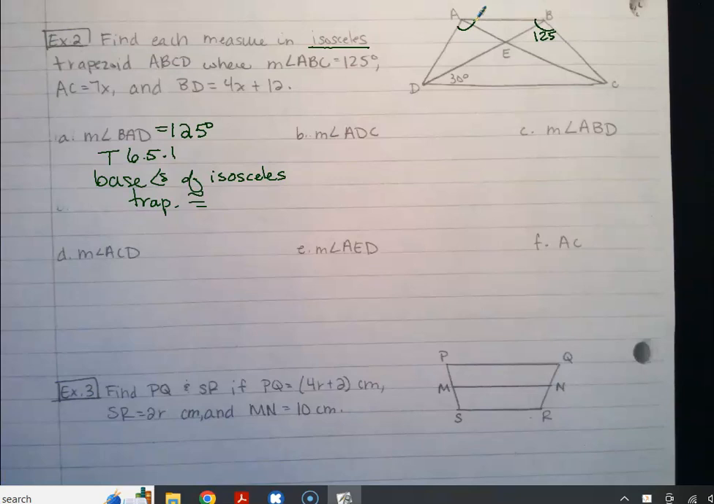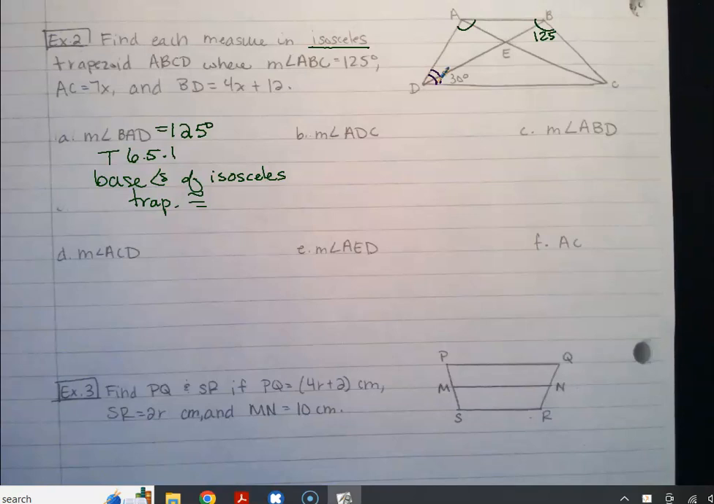So let's go to ADC, because that whole ADC is this whole angle in here. Equals 75. How would it equal 75? Because A equals 125, and in total they would equal 180. So 125 plus 75 equals 180? No. Okay. 55?